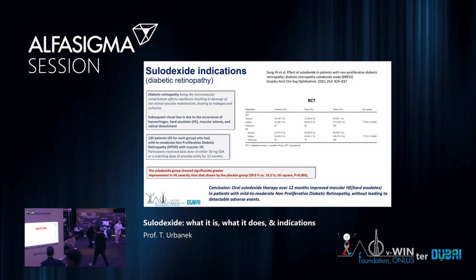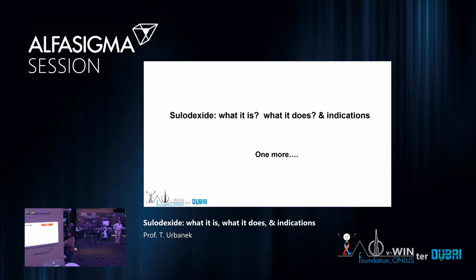Diabetic retinopathy is one of the very important indications to use sulodexide. This disease leads to the subsequent visual loss due to occurrence of the hemorrhages, hard exudates, macular edema, and retinal detachment. And we know that using oral sulodexide over 12 months improved the macular hard exudates in patients with mild to moderate non-proliferative diabetic retinopathy. Moreover, this happens without detectable adverse events.